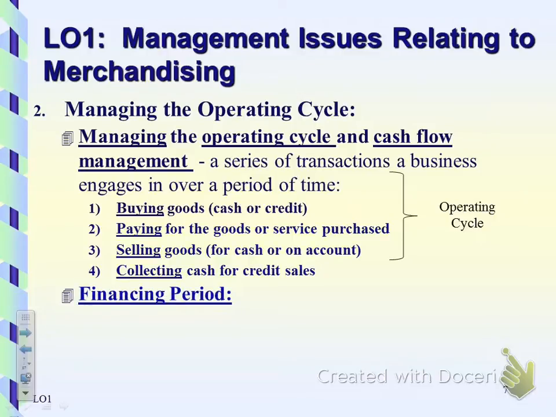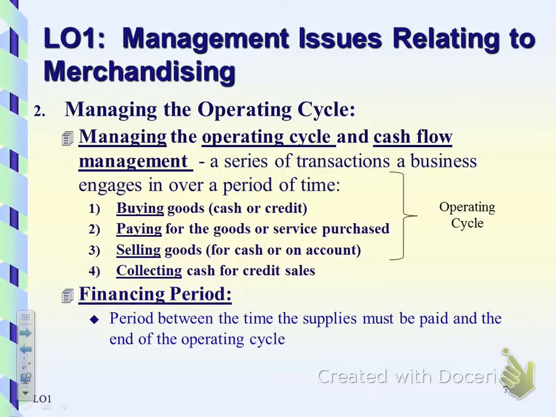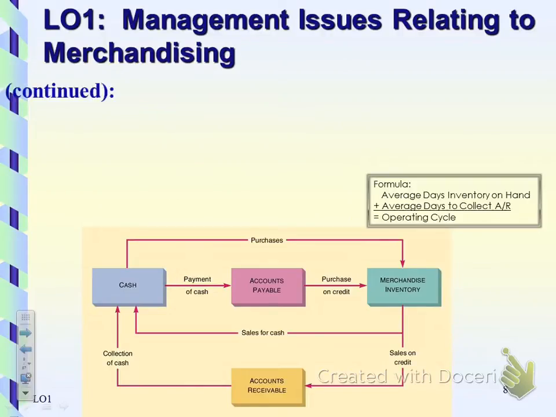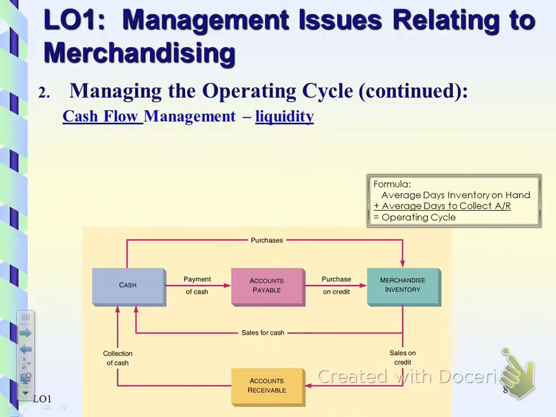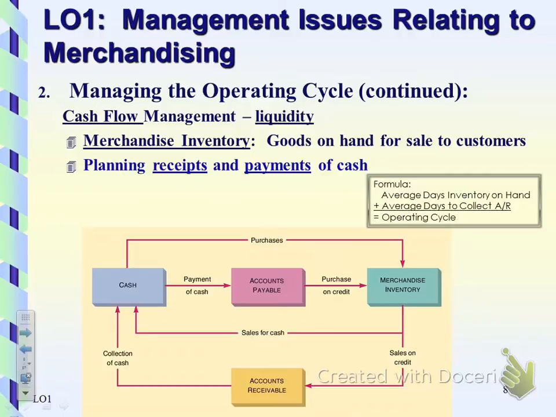And businesses have what we call a financing period. The financing period is the time between when items are paid and the end of the operating cycle. Again, this all relates to cash flow management and liquidity. Remember that liquidity is one of our two primary goals for every business. Profitability and liquidity are two primary goals. So this is a really key portion of a merchandising business.